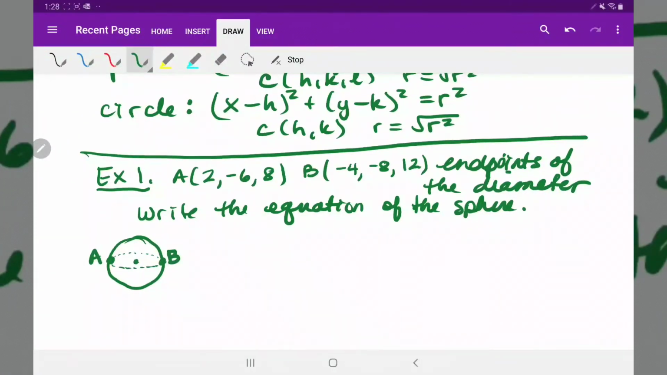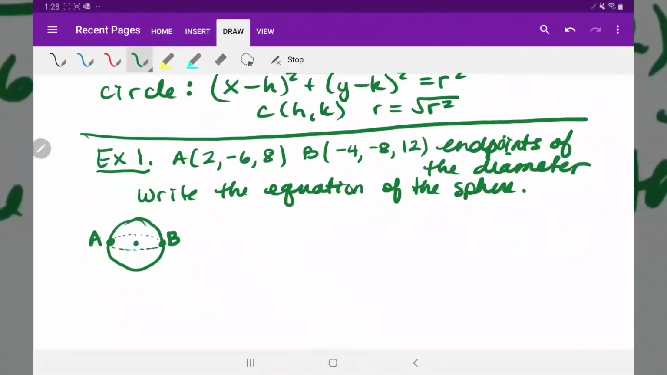So what two things do you need to find the equation of the sphere? Okay, you need the center and you need the radius. So how do you think you find the center? So think about how you want to find the center. Okay, what's the center? We'll call it C. What's the center compared to A and B? Okay, and the answer is what? The midpoint.